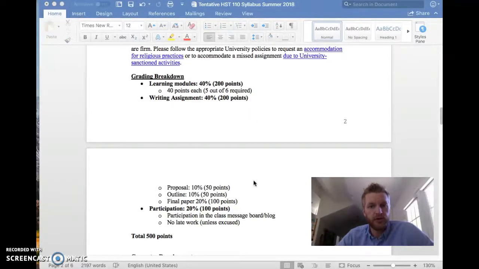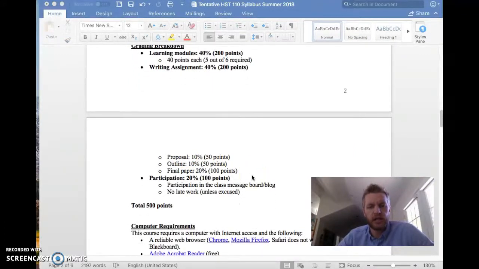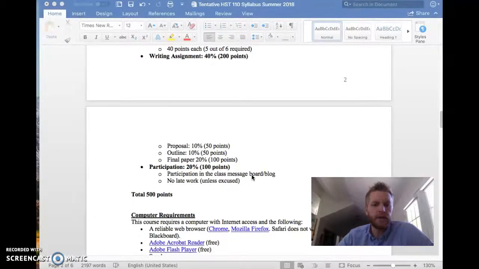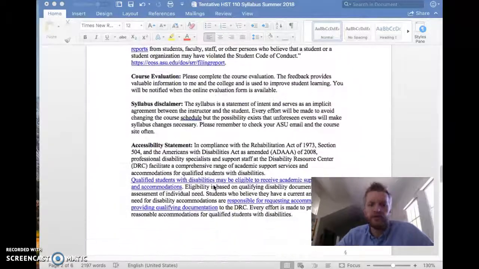Grading breakdown, the modules, 40% of your grade. Again, you're only required to do 5 of them. Your proposal is worth 10% of your grade. Your outline is another 10%, and your final paper is 20%. Participation is 20% of your grade, and that includes your participation on the discussion boards, but also getting your work in on time. And the rest is just sort of legal stuff.